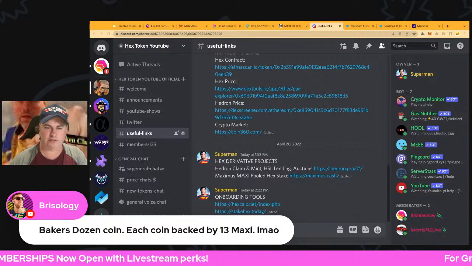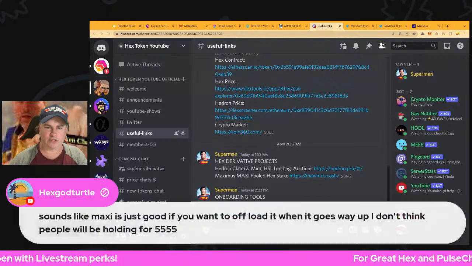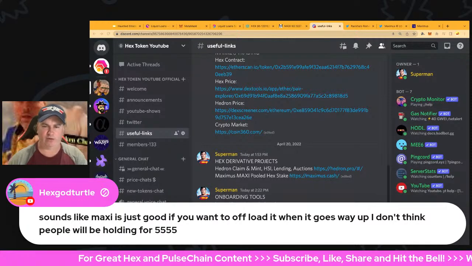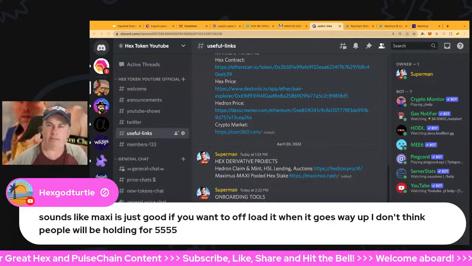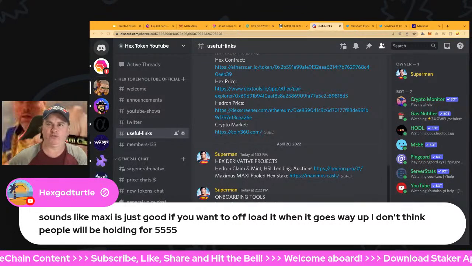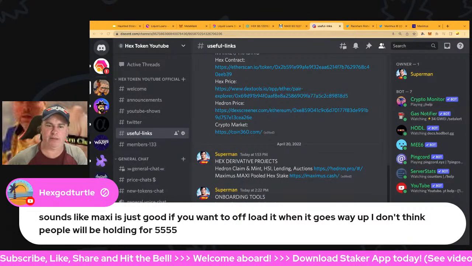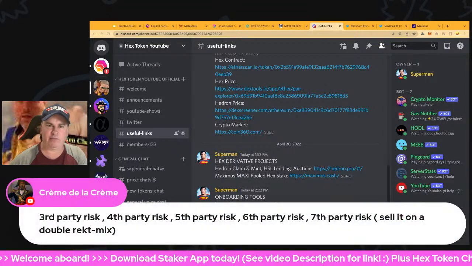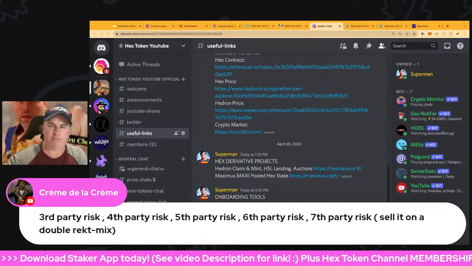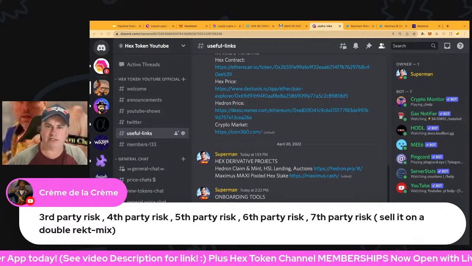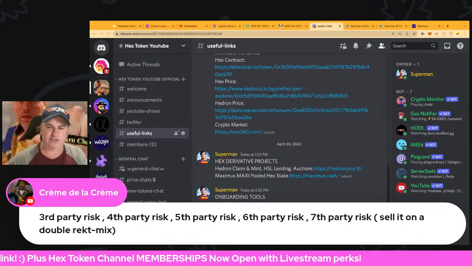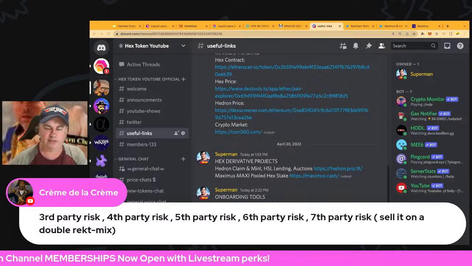True. What else there? Hexcod Turtle says, sounds like the Maxi is just good if you want to offload it when it goes way up. I don't think people will be holding for 5555. Yeah, how much will trade out before 5555? 20% of the people, 50% of the people? It'll be interesting to see how many people will trade out. Obviously, if the market does go to a higher price than the Treasury at particular times, then you might see people trade out that position. There's a lot of gamification. This is the first time we've seen this particular product.